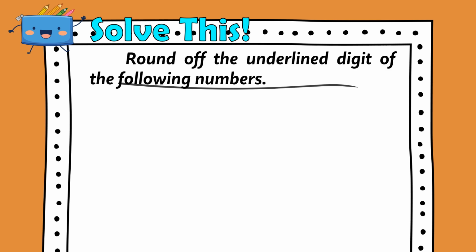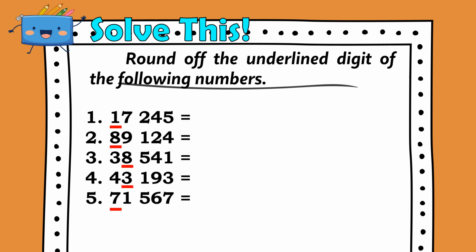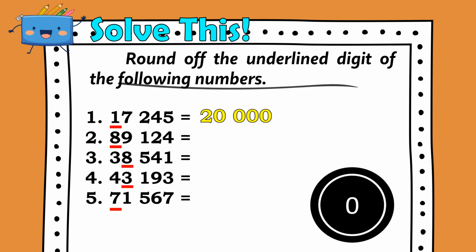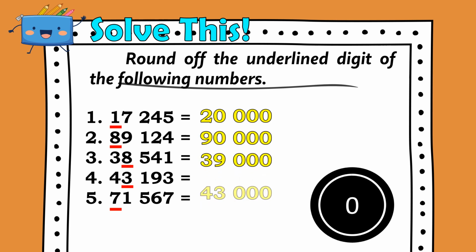Round off the underlined digit of the following numbers. Timer starts now. Time's up! Let's see the answer. 1, 2, 3, 4, and 5. Good job, children!